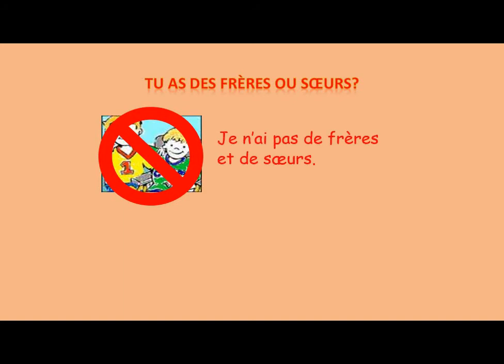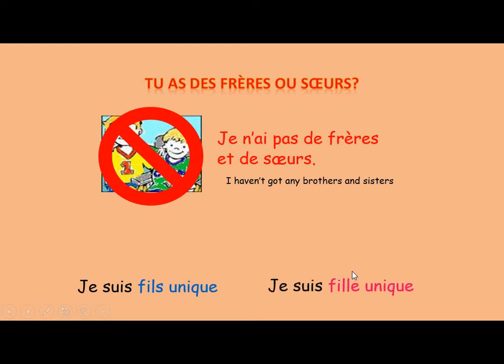Well, you could say this. Repeat after me. Je n'ai pas de frères et de sœurs. Say it 3 times. Obviously that means I do not have any brothers or sisters. Or I haven't got. Alternatively, you could say je suis fils unique. Or je suis fille unique. Have a little think about what they could mean.